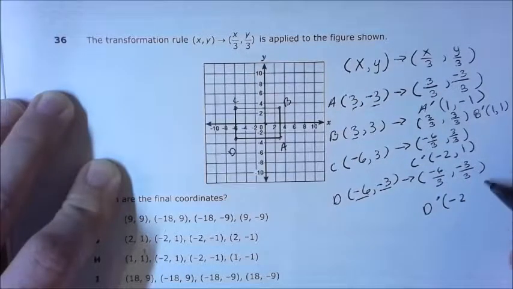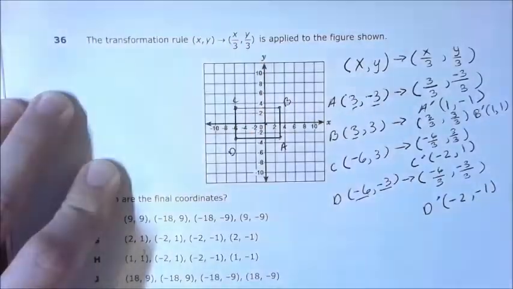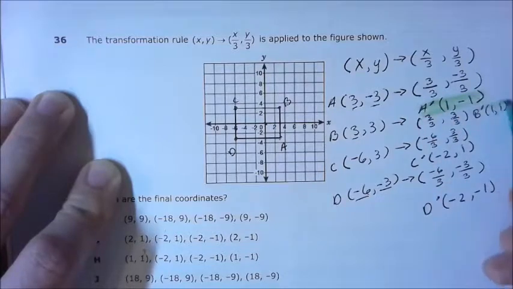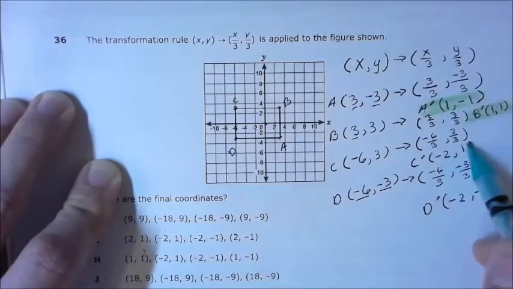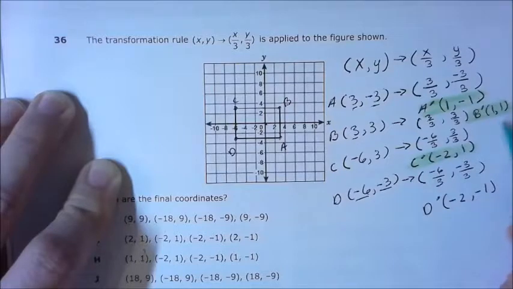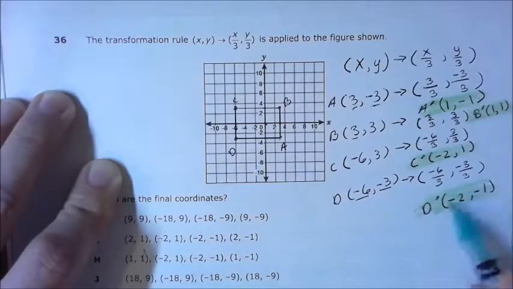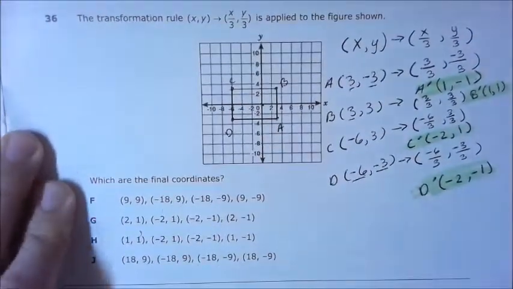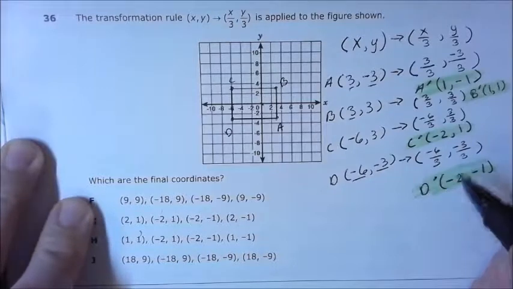So just to make these stand out, I'm going to go ahead and highlight them real quick with a map color. And that's A prime, B prime, C prime, and D prime. And then we just need to see which one of these sets have those ordered pairs. So let's take a look.